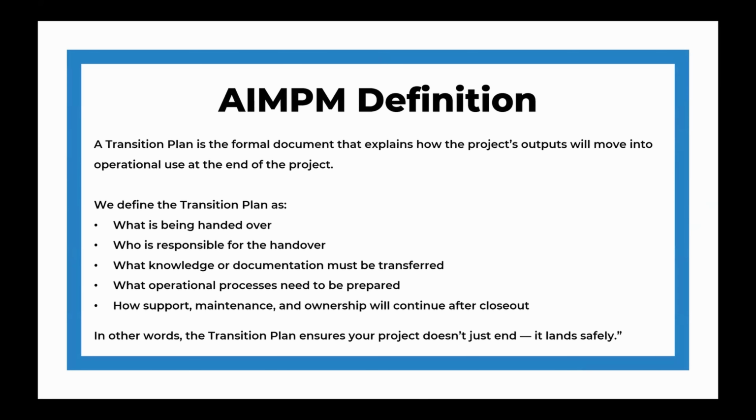From our perspective, a transition plan is the formal document that explains how the project outputs will move into an operational state at the end of the project. The transition plan defines what's being handed over in terms of the deliverables, who's responsible for the handover, what knowledge or documentation must be transferred to operational teams, what operational processes need to be prepared before the transfer, and how support, maintenance, and ownership will continue after closeout. This is essentially the readiness assessment that PMI referred to.